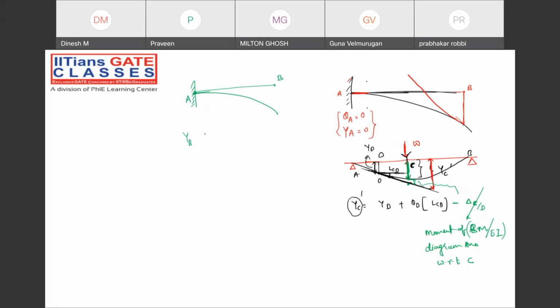YB will be YA plus theta A into LAB. And what is that value, plus or minus? Now tell me, here will it be plus or minus? Here I just show you with a simply supported beam, it should be minus if you are taking it with respect to point D. If you are taking it with respect to point D, we need to just subtract it. We cannot add it, my dear friend. Those are the main important points. All of you, please check it out.